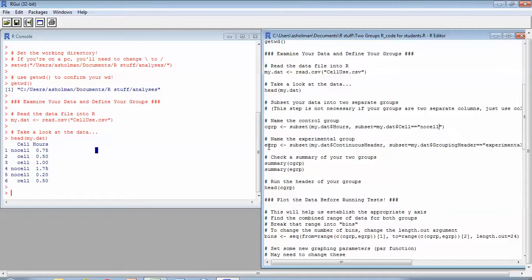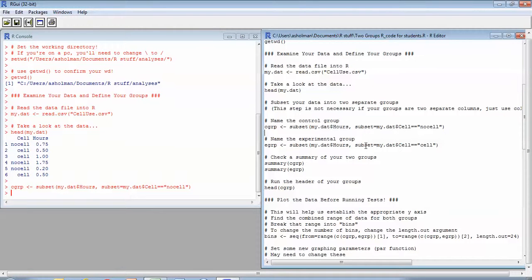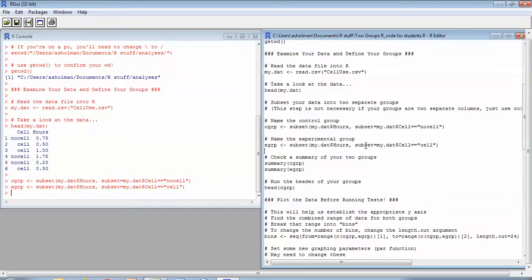So for our experimental group, we're going to look at that same continuous header, the hours, under the same grouping header, cell. Only this time, we're looking at those hours labeled cell rather than no cell. So we have an experimental group label and a control group label. And so we need to run both of those lines of code, and I'm just hitting Control R to run those lines of code. And then I can check to see if I'm looking at the right line of code.